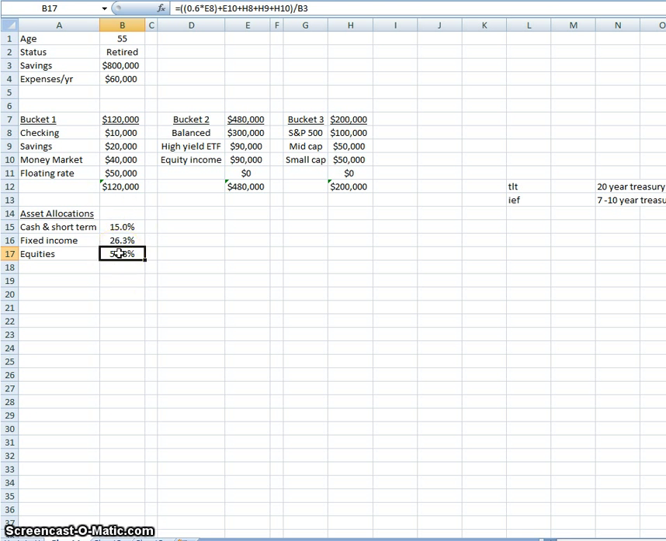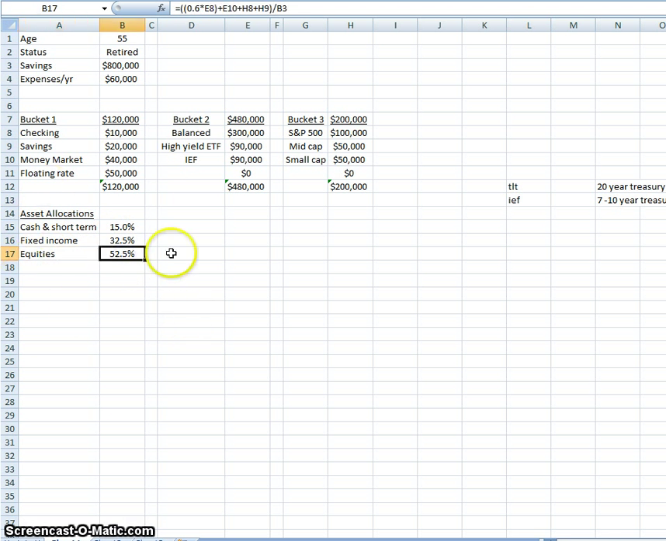So I'm going to step away for a second, and I'll show you how by changing this investment, we can bring this number down and this number up. So what I did in this example is I replaced the equity income fund with an ETF. It's called IEF, and it's an ETF that is comprised of the 7 to 10-year Treasury notes. So that $90,000 is now under fixed income, which has gone up to 32%. Equities have gone from 58.9 to 52.5.